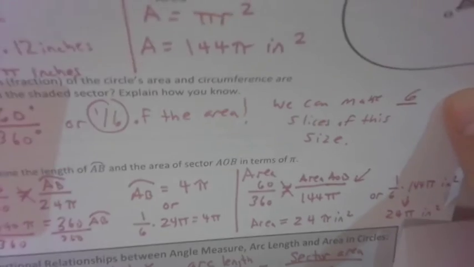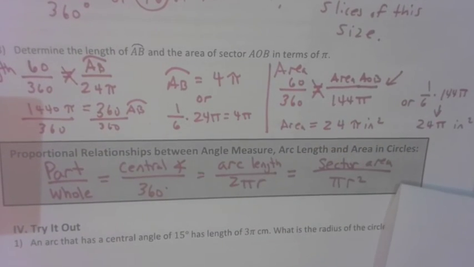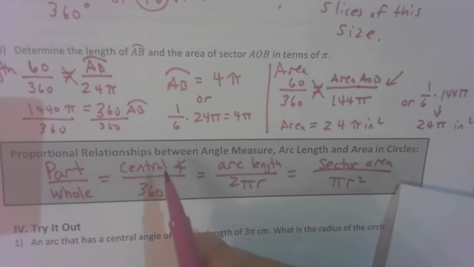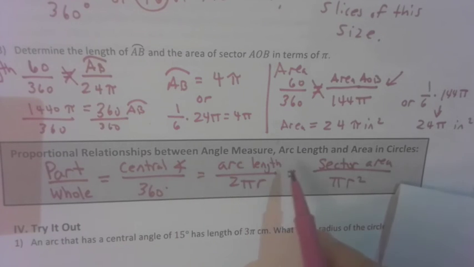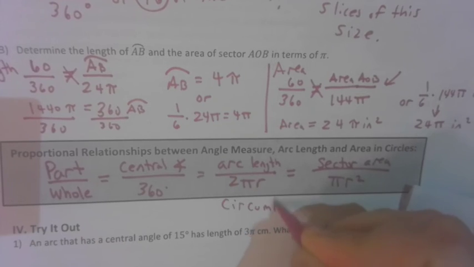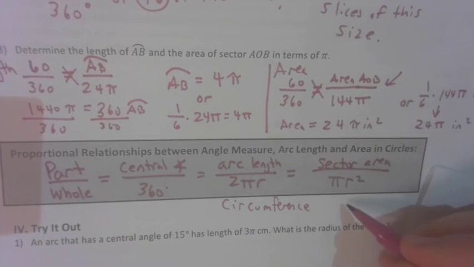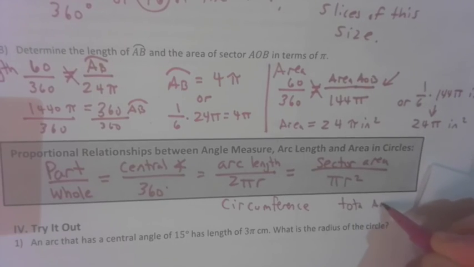Last thing for today, these are all the different proportions we're going to be using in class on Tuesday. So part over whole is your central angle over 360, a full circle, is going to be equal to the arc length over the full circumference, which is going to be equal to the sector area over the total area.